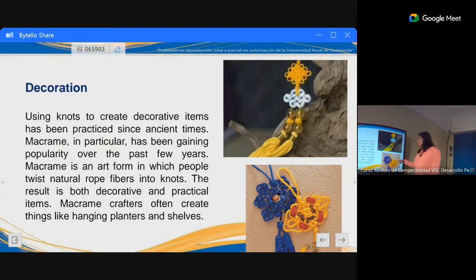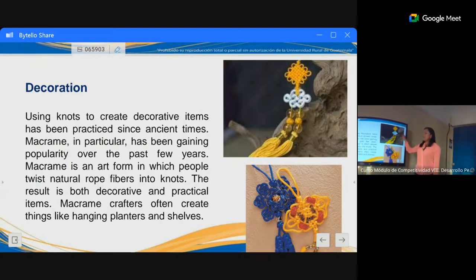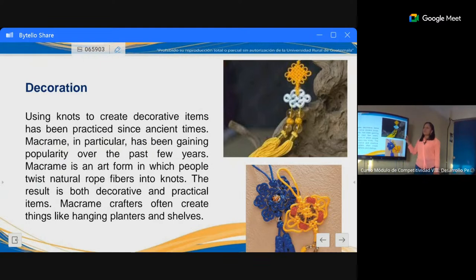Just a look in, yes? Also, this is like a type of jewelry, right? Look at this, for jewelry, so like this. For hanging, they have the planters and shelves. Look at this. So this is for decoration, as I told you.